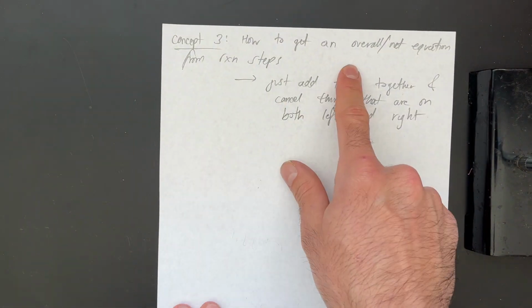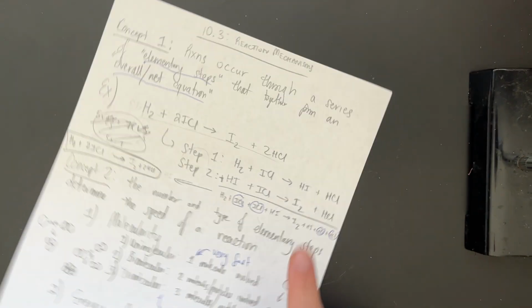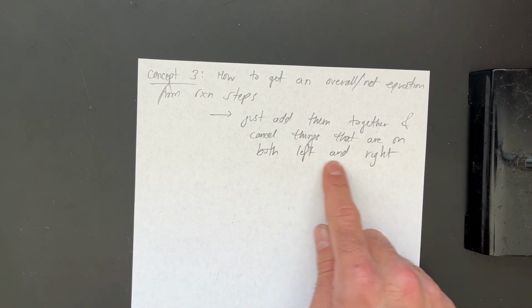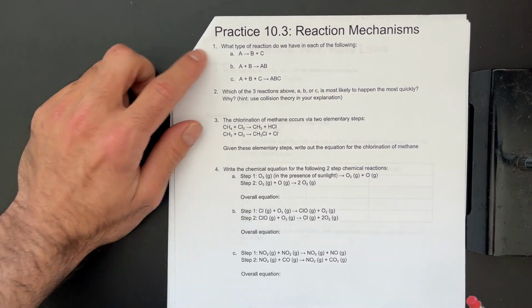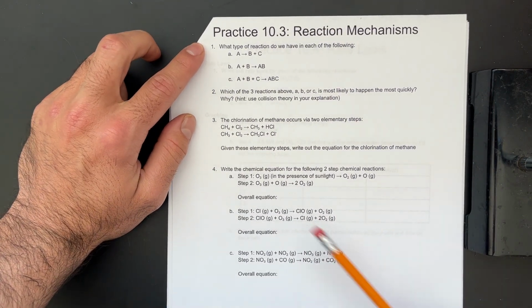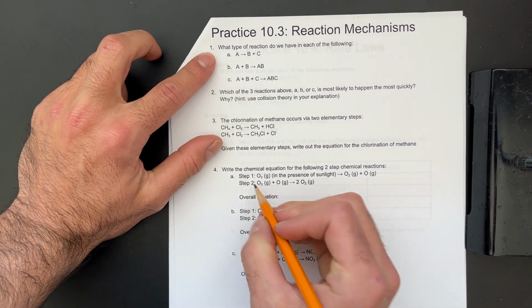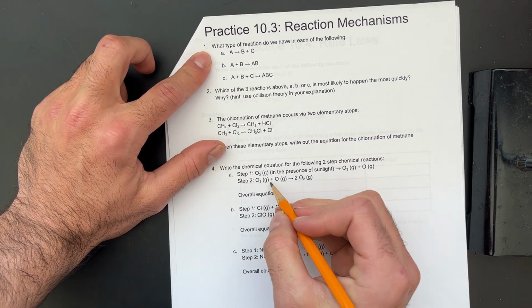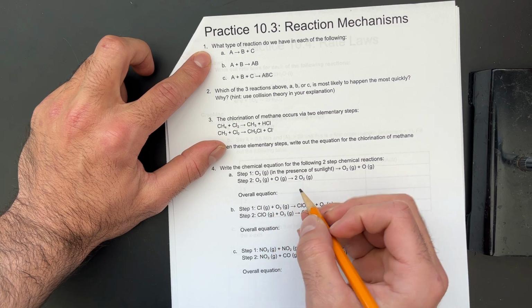And then we just did some practice of how to get an overall net equation from our reaction steps. And here's the basic idea. We did it here, right? Just add the steps together and cancel things that are both on the left and on the right. And so let me do an example for you guys of that. Let's take a look here. This was actually from a little packet handout that I give you guys. And so O3 yields O2 plus O, and then O3 plus O yields 2O2.